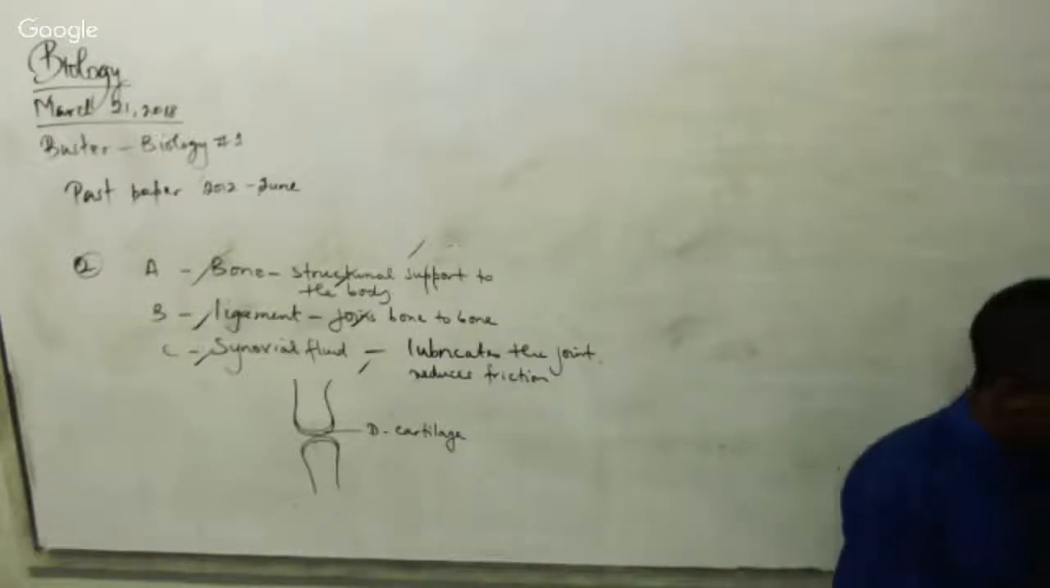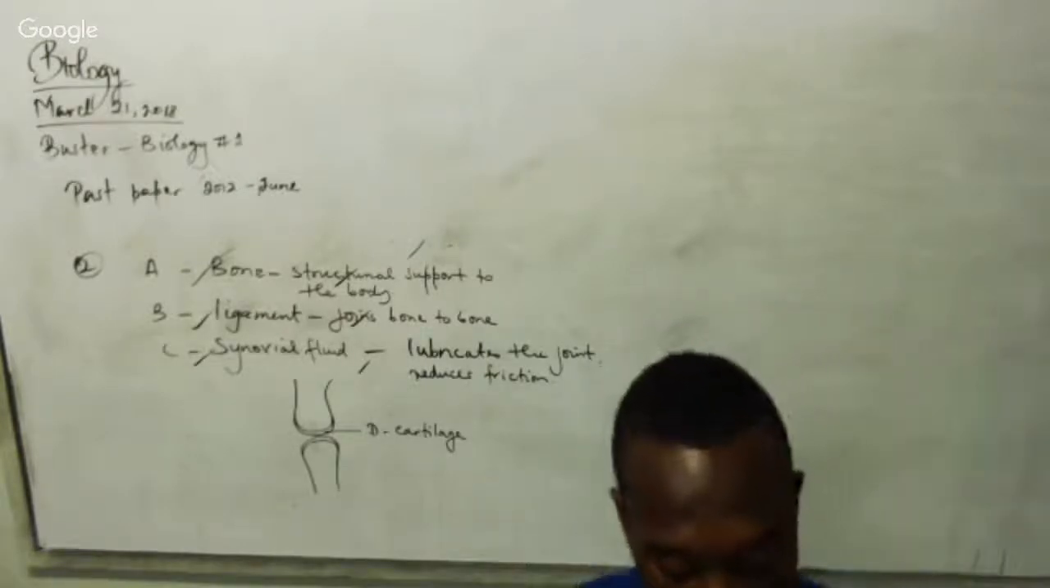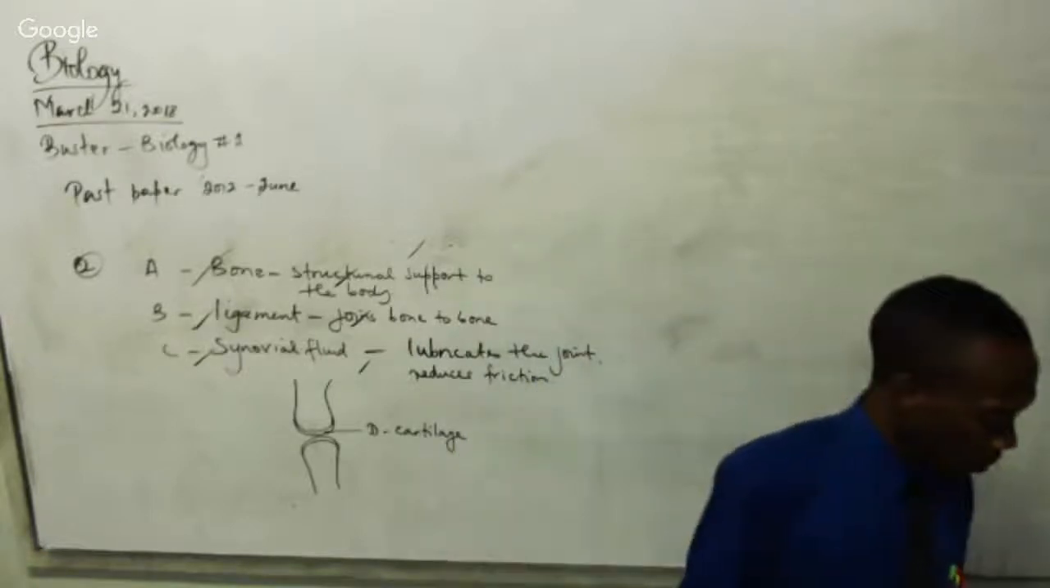Next question says, arthritis, a degenerative disease, may cause the wearing away of the cartilage of joints. Explain how this will affect joints. 2 marks.